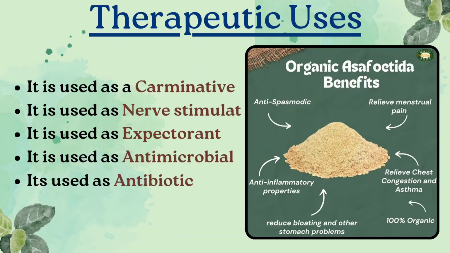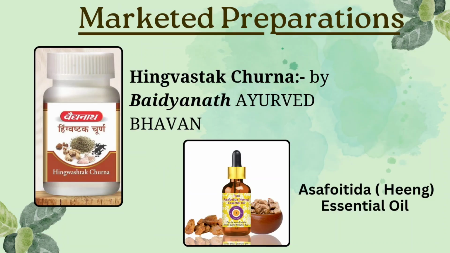Then we see therapeutic uses. The asafoetida has many therapeutic applications. It is used as a carminative, nerve stimulant, expectorant, antimicrobial agent and has antibiotic activity. Because of its strong antibacterial and antiseptic properties, it is considered a natural antibiotic. The marketed preparation, the Hingavastaka Churna by Baidyanath Ayurved Bhavan, is used to improve digestion, relieve gas, bloating and abdominal discomfort.